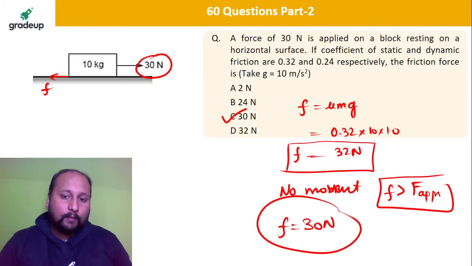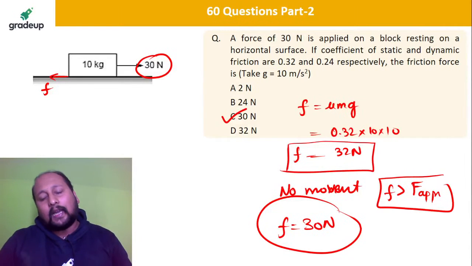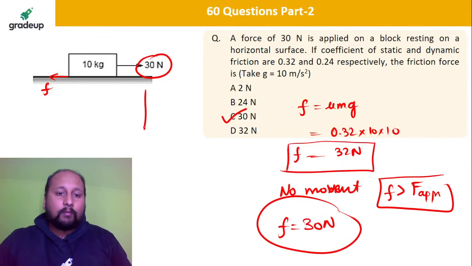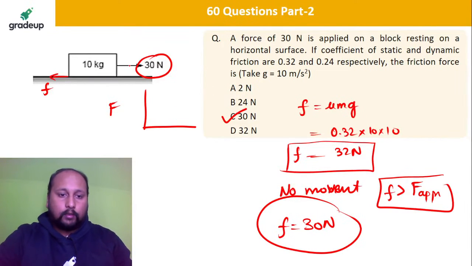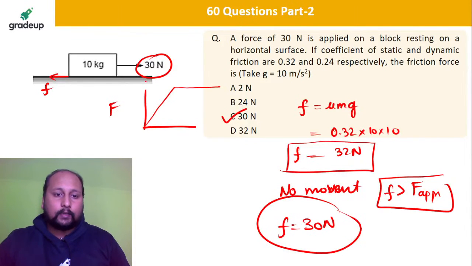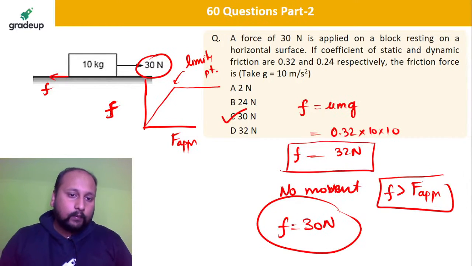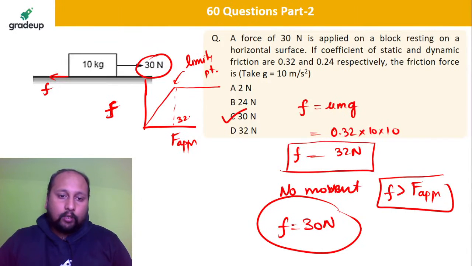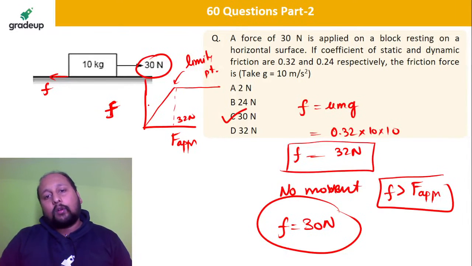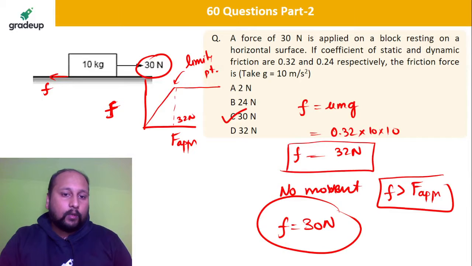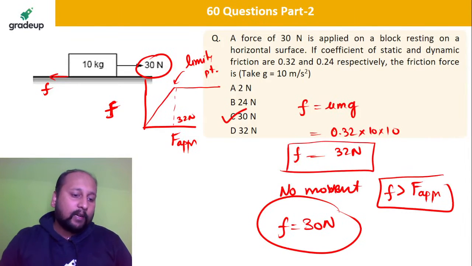Okay, clear? Option C, because you're applying 30 Newton force and static friction is 30 Newton. That means till this point, if you remember the curve, this is the applied force and this is the friction force, and this is your limiting friction, limiting point. If you remember the curve, definitely now you can answer. Option C is the correct answer. Okay, Siddharth, this is your 32 Newton. That means unless and until you are applying a force greater than 32 Newton, this body is not moving. So till 32 Newton, the friction force will be equal to the applied force. That's it. Option C. Next question.